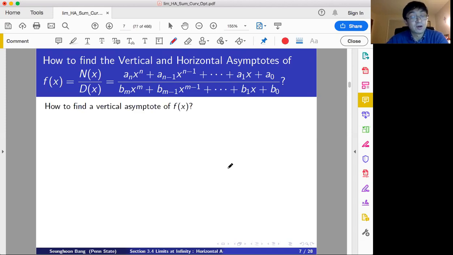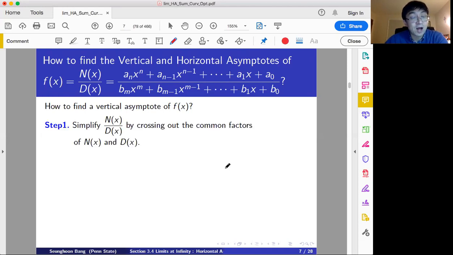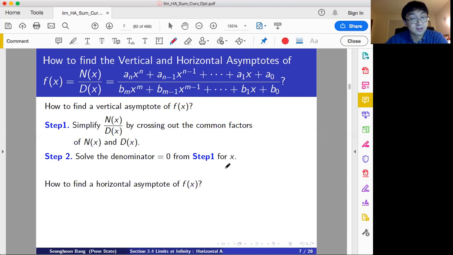How to find a vertical asymptote? This is the idea. Step 1: simplify n of x over d of x by crossing out the common factors of n of x and d of x. Step 2: solve the denominator from step 1 equal to 0 for x.